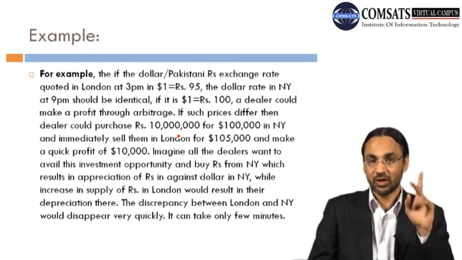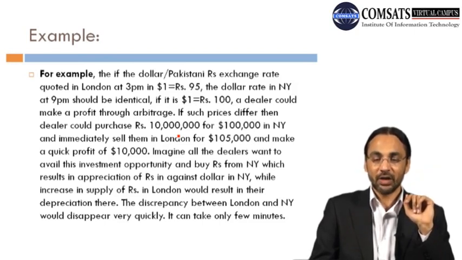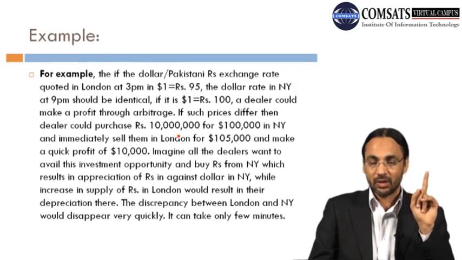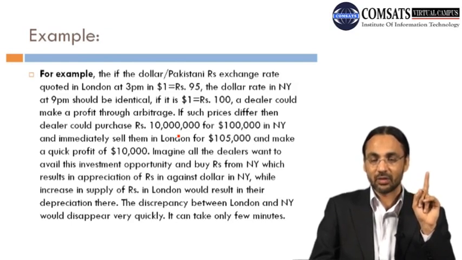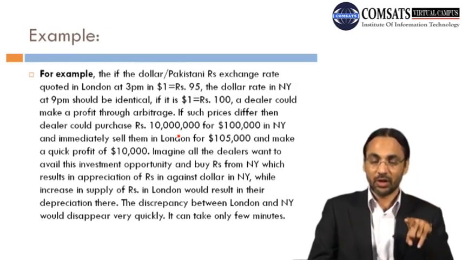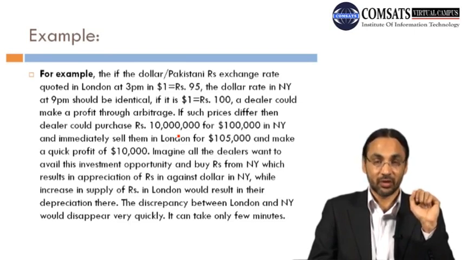Who is going to make arbitrage? The dealers. Immediately they get money and they make the arbitrage. A dealer could make a profit through arbitrage. If such prices differ, then a dealer could purchase 100 million rupees for $100,000 in New York and immediately sell them in London for $105,000, and make a quick profit of $10,000.